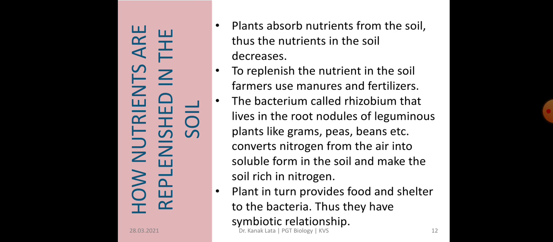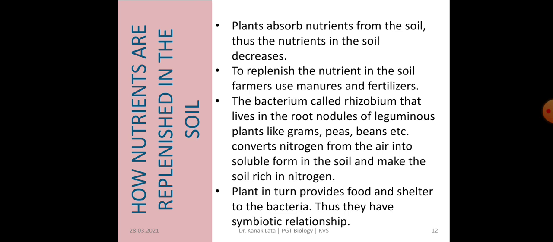So in this way, the nitrogen is replenished into the soil, and nitrogen is very important for the proper growth and development of the plant. And what does the rhizobium get from the plant? The plant in turn provides food and shelter to the bacteria.